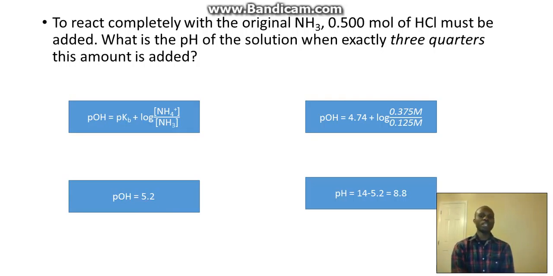How do you get the pH? So the pH will be 14 minus 5.2, which is 8.8. So we are not interested in the pOH, not at all. What we are interested in is the pH. So when you get your pOH, calculate the pH using 14 minus the pOH.